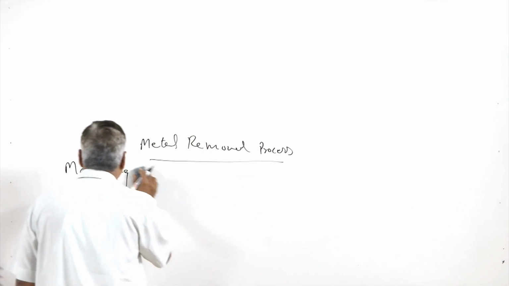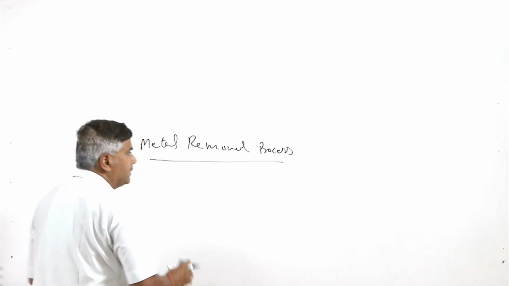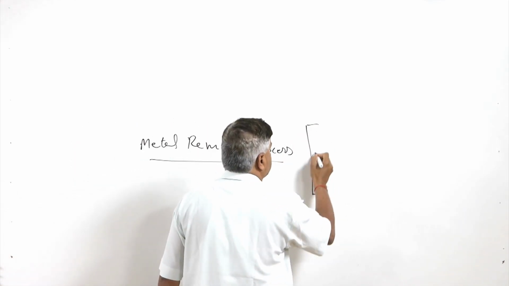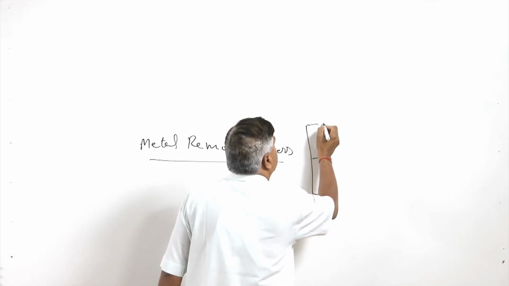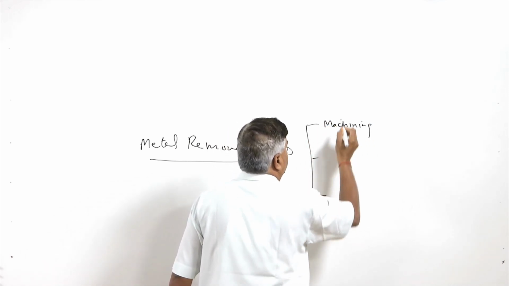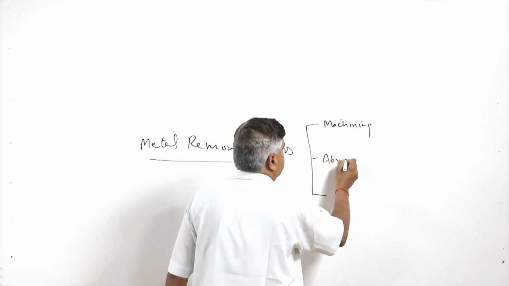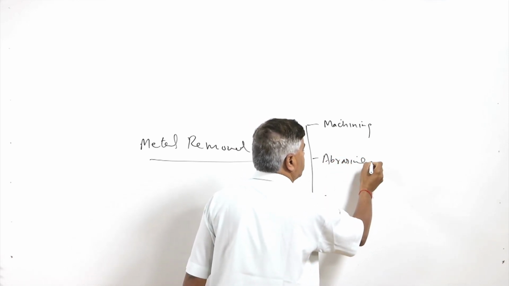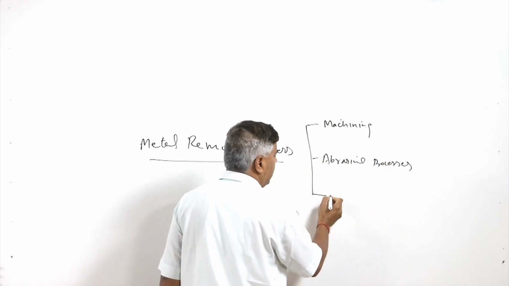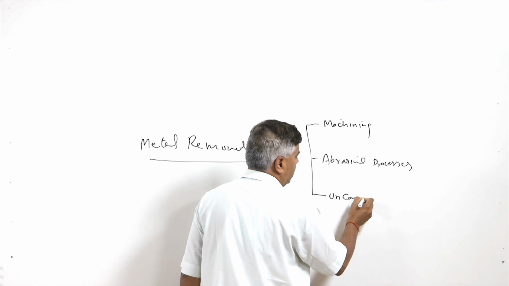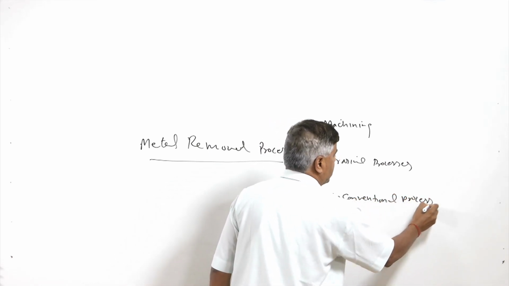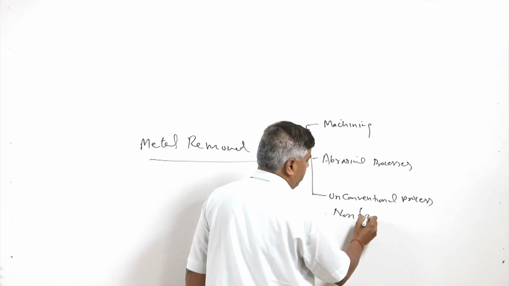So, under the family of material removal processes, there are three broad categories of processes. These are machining, abrasive based processes where abrasive material is used, and unconventional processes. These are also termed as non-traditional processes.